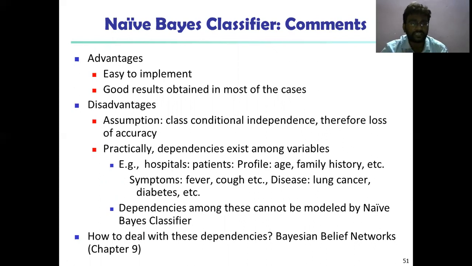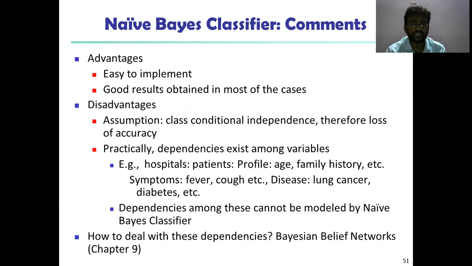Now the Naïve Bayes classifiers have advantages and disadvantages. The advantage is that it is easy to implement, because by using a single formula we get a Naïve Bayes classifier, and good results are obtained in most of the cases. So we get maximum good results in Naïve Bayes classification. And we have disadvantages also in Naïve Bayes classification.